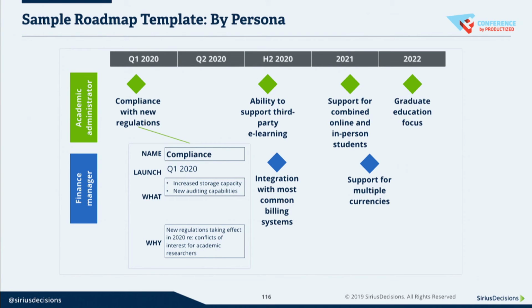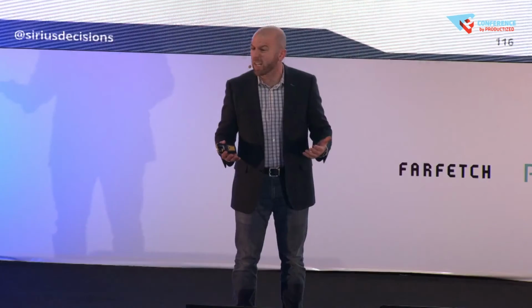And you can see as we go out in the future years, right, we have less detail. So we know exactly what we're going to do in the first quarter of 2020, because there's regulations out there. We know we have to fill this. But sometime in 2022, we're going to focus on graduate education. We don't really know exactly what that means. We just know that that's the vision that we have for the future. So this is one example.